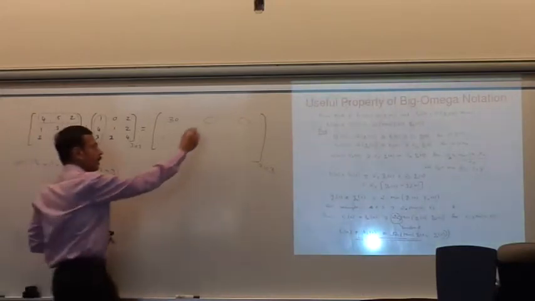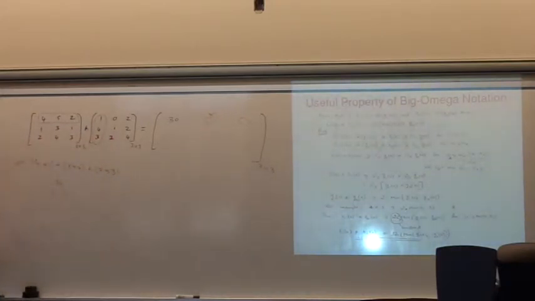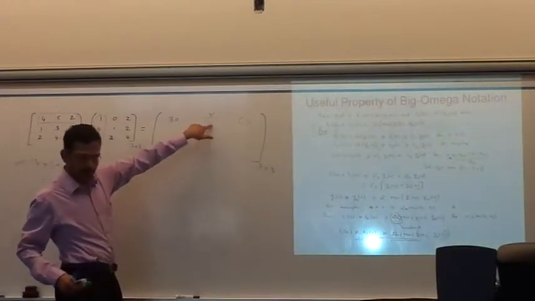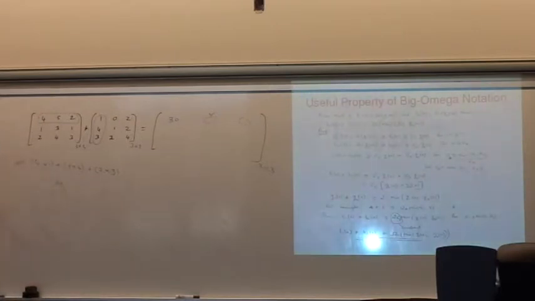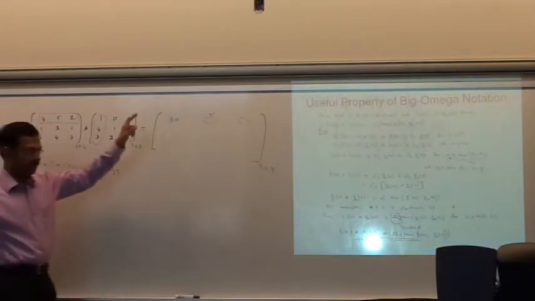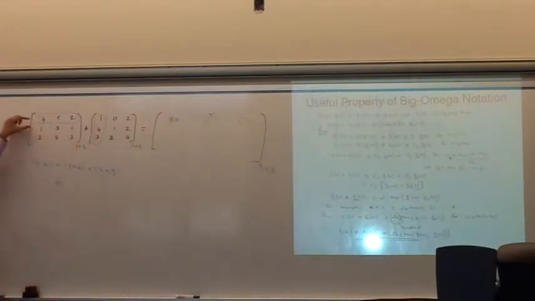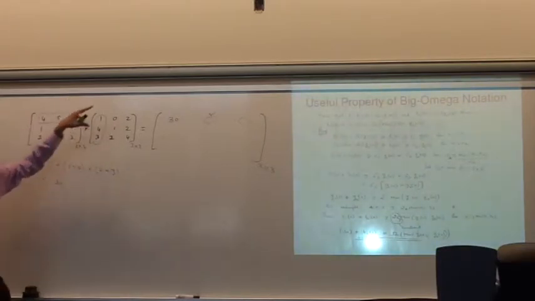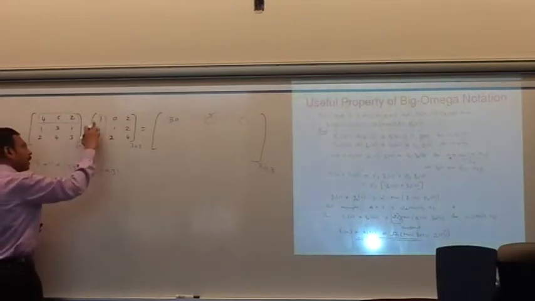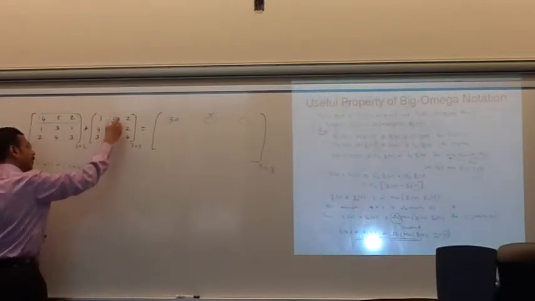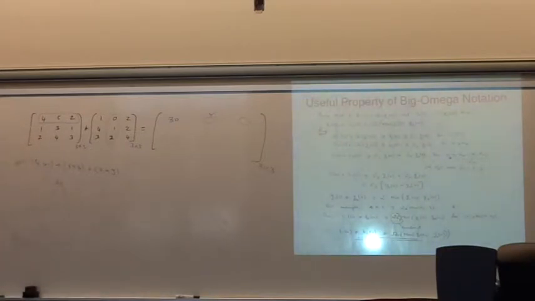So how do you get this entry here? Anyone? How do you get that value? First row, second column. As I said, it's first row, second column, which means take the first row here and the second column here. To get the first row, first column, we took the first row and first column. So to get the first row, second column, take the first row still on the first matrix and then the second column on the second matrix. Is that clear?